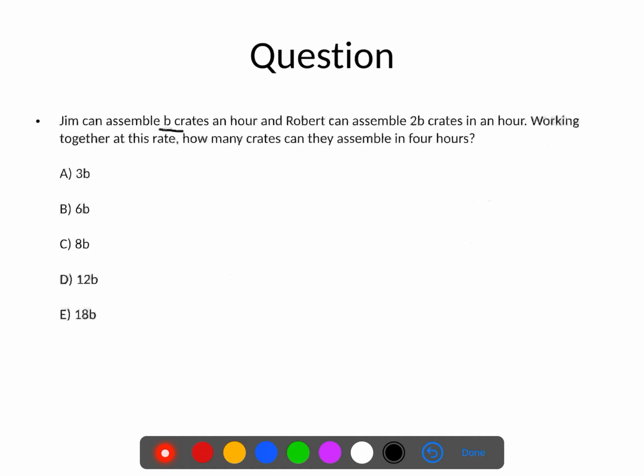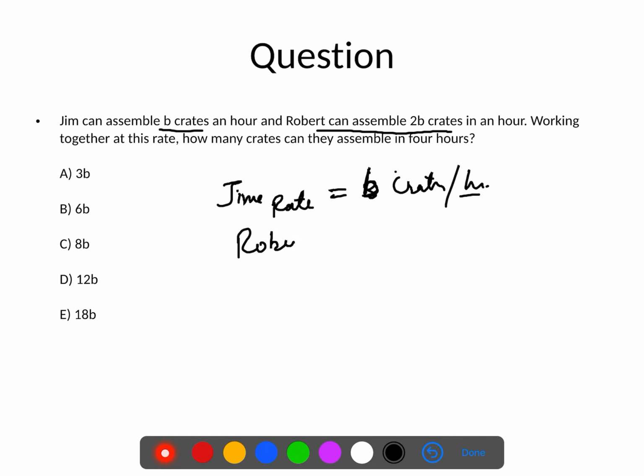Jim can assemble B crates in an hour. Robert can assemble 2 crates in an hour. So the rate of working of Jim is B crates per hour, and Robert, the rate is 2B crates per hour.